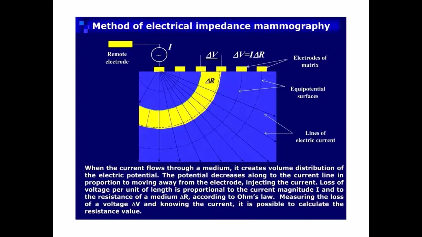When the current flows through a medium, it creates a volume distribution of the electric potential. The potential decreases along the current line in proportion to moving away from the electrode. Injecting the current. Loss of voltage per unit of length is proportional to the current magnitude I and to the resistance of a medium R, according to Ohm's law. Measuring the loss of voltage V, and knowing the current, it is possible to calculate the resistance value.